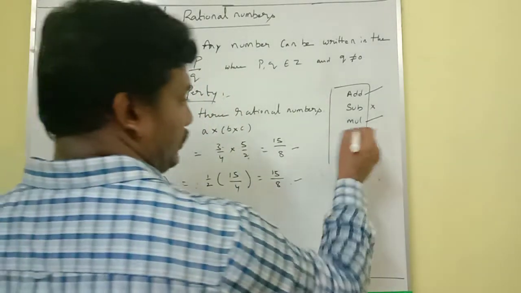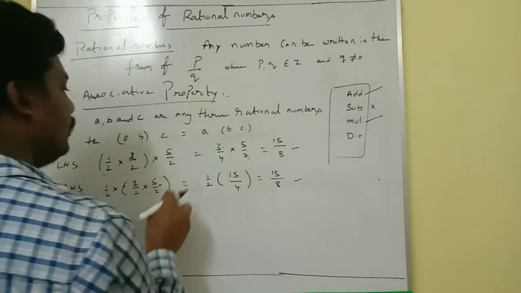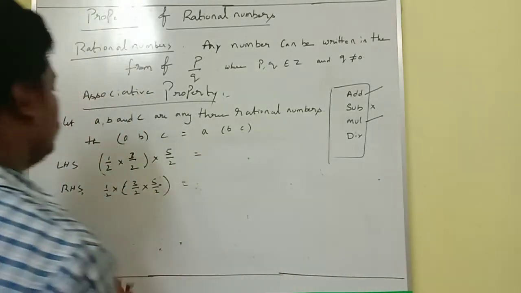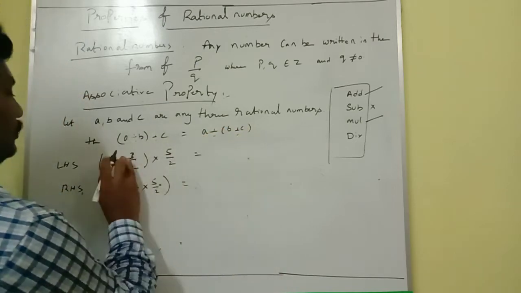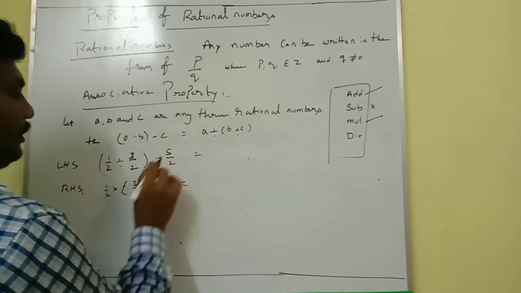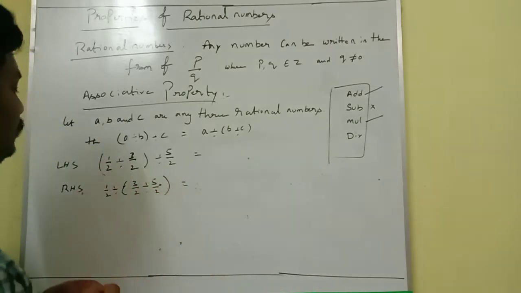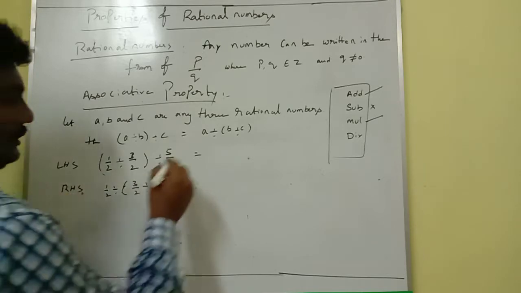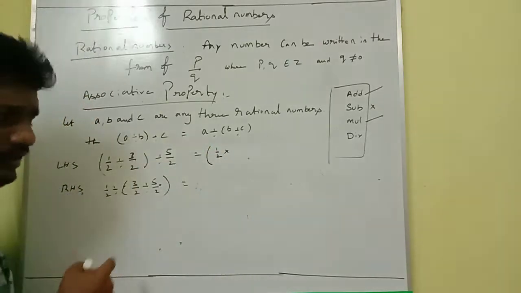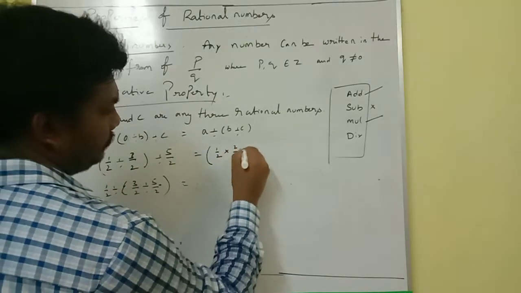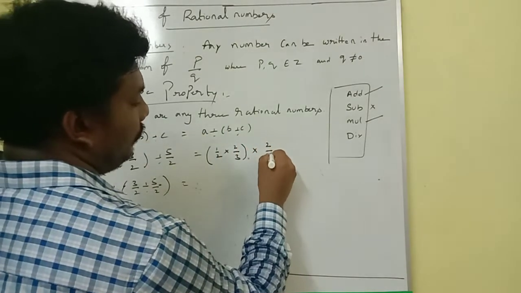Then coming to division, let me check the last one, division. Once you check the division, we are going to use the division symbols. So divided by, divided by, divided by, divided by. Let me check. 1 by 2 divided by 3 by 2. First we have to take the bracket. This is 1 by 2, divided by, in the sense, we can take multiplication. This becomes 2 by 3, into, this is also reversed, 2 by 5.